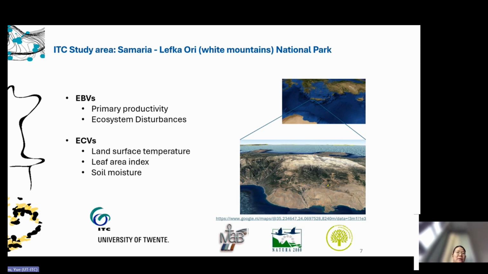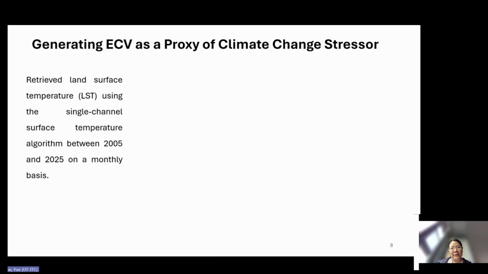So with the BioClima project, what we plan to do is try to link ECVs and EBVs, so essential climate variables and essential biodiversity variables, such as primary productivity and ecosystem disturbance, and ECVs including land surface temperature and LAI, etc. For example. So today I'm only presenting some very preliminary results, or work that has been done by our colleagues Elna, Spana, and also the master student. So there is much more in the future.